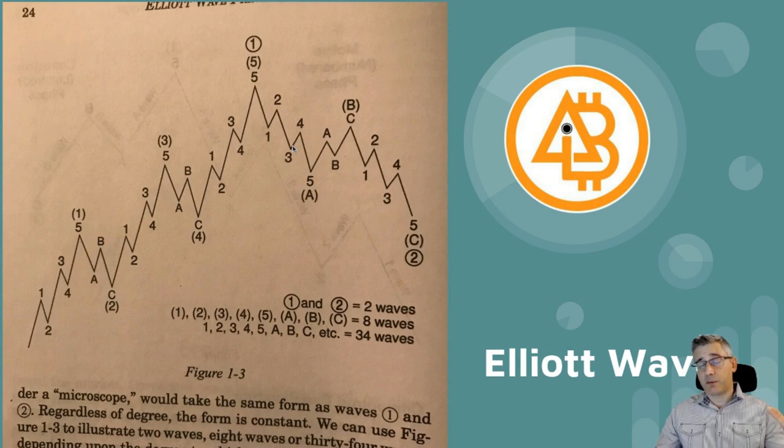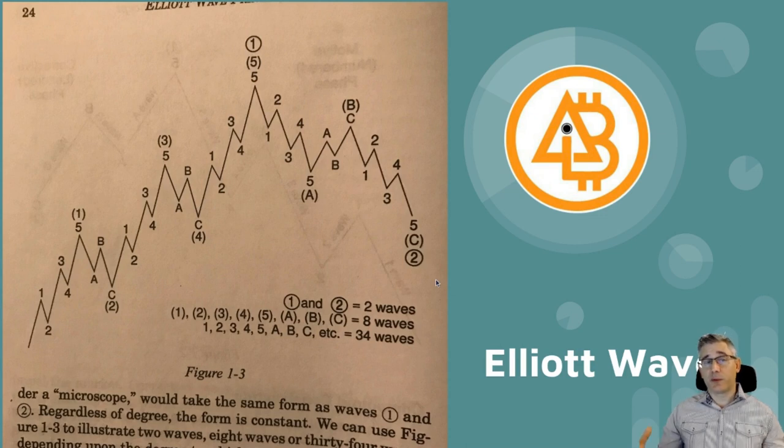Now it's heading bearish, so we count in the reverse direction. So we go 1, 2, 3, 4, 5, then the A, B, C correction. And again, 1, 2, 3, 4, 5. And then the cycle ends.